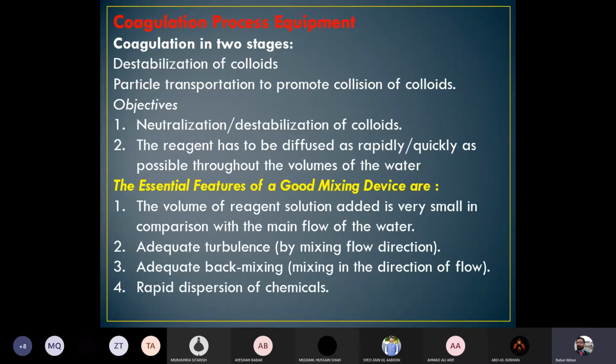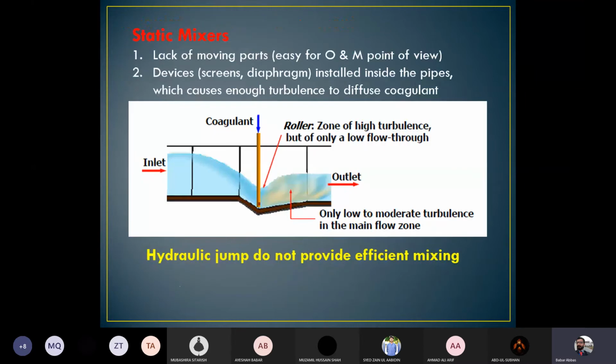The reagents have to be diffused as rapidly and quickly as possible throughout the volume of the water. The essential features of a good mixing device are: the volume of reagent solution added is very small in comparison with the main flow of the water, adequate turbulence by mixing flow direction, adequate back mixing in the direction of flow, and rapid dispersion of the chemicals. These are the basic features when you want to incorporate coagulation at any place.